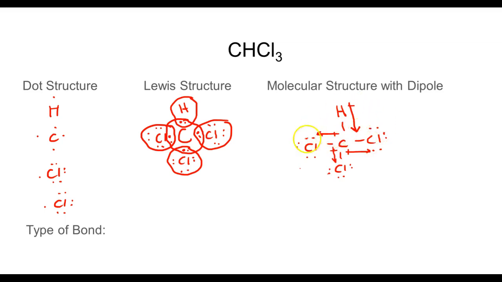So in this case, this clearly shows that this is a polar molecule, because of how it is arranged, these polar covalent bonds don't even out or don't cancel each other out.